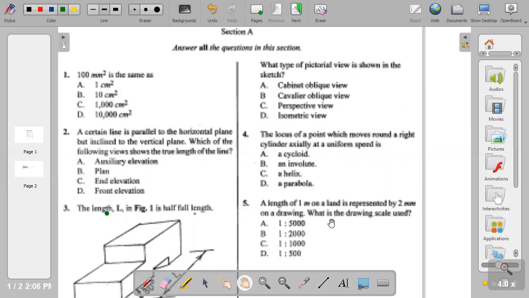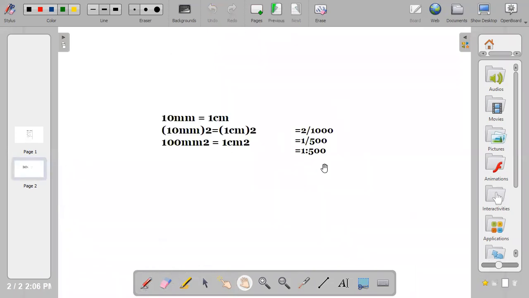Question 5. A length of 1 meter on land is represented by 2 millimeters on a drawing. What is the scale used? A, 1:5,000. B, 1:2,000. C, 1:1,000. D, 1:500. The answer to question 5 is, we are going to convert the 1 meter to millimeters.